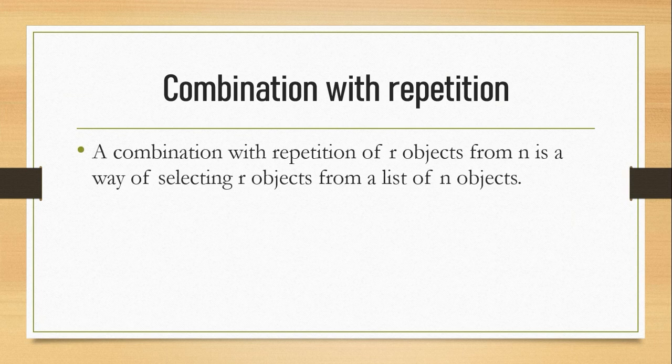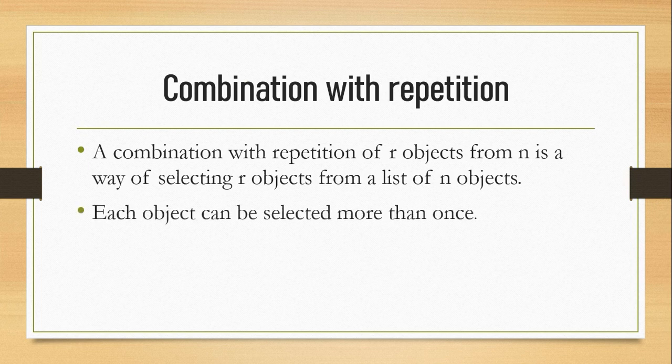So it says here that a combination with repetition of R objects from N is a way of selecting R objects from a list of N objects, and each object can be selected more than once. So, in combination with repetition, we can select more than once.